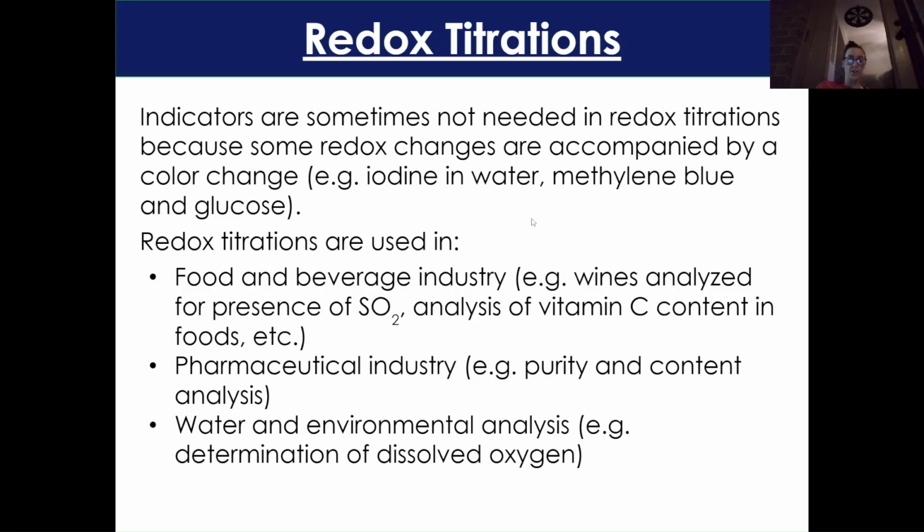These redox titrations are used in things like the food and beverage industry. It can be used to analyze for the presence of sulfites. We're actually going to be doing a redox titration involving sulfite concentration in grape juice for our last lab of the year. So that's going to be exciting. Because that's a redox reaction, they can analyze how much sulfite is in it. They can also analyze how much vitamin C is in foods. They can use it to determine the purity and content of certain substances in the pharmaceutical industry.